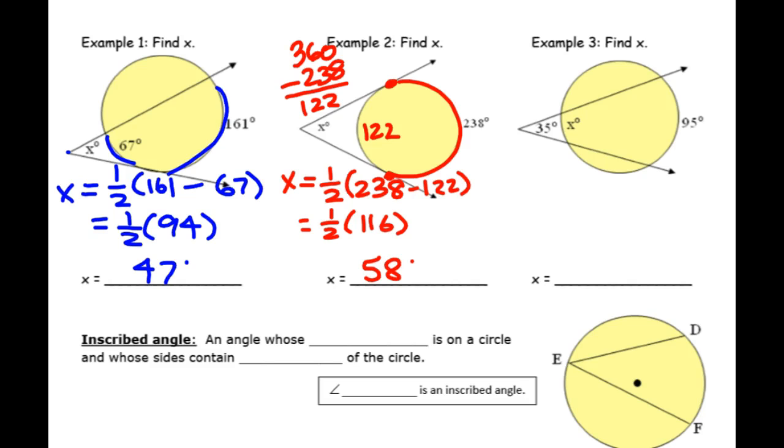Okay, example 3. What's different about that? They give us the outside angle, but we're missing an arc. But we set it up the same way. What's the outside angle? Out here. 35 this time equals what? 1/2, parentheses, what's the big arc? 95 minus the small arc is x. Okay.